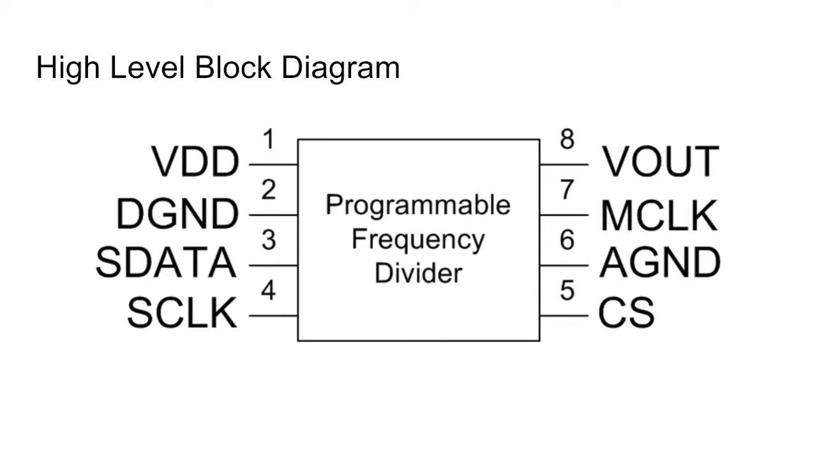Here is the high-level block diagram with 8 pins. Pin 1 is the power supply, 2 is the ground for all digital circuitry, 3 is the serial data, 4 is the serial clock input, 5 the chip select input, 6 is the ground for all analog circuitry, 7 is the digital clock input, and 8 is the output voltage.